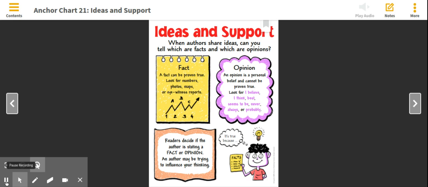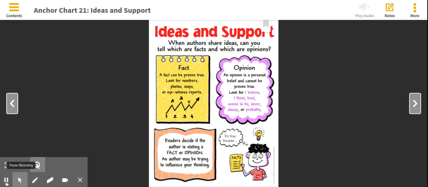Once again, if we look back at the anchor chart and we look at the fact side, which is on the left side, you can see that a fact can be proven true. So it definitely is true. If I were to say that cat is black, then that would be a fact because just by looking at the cat, you can tell if it is black. So we prove that the cat is black in color. So it would be a fact.